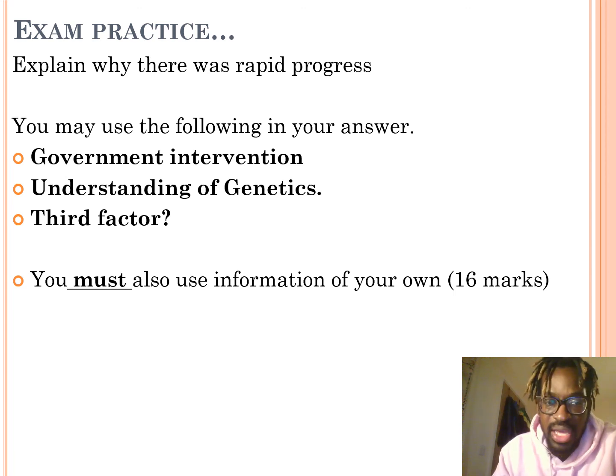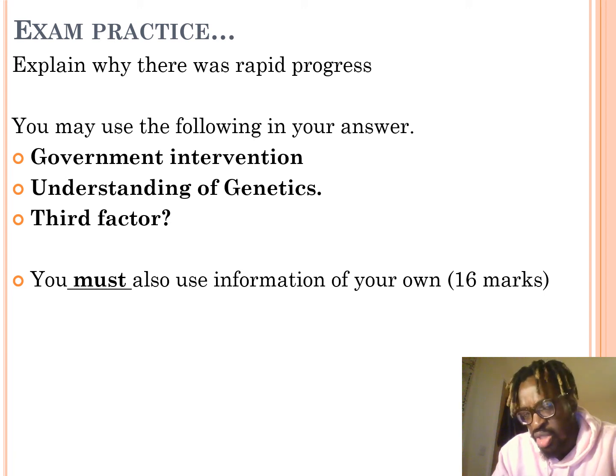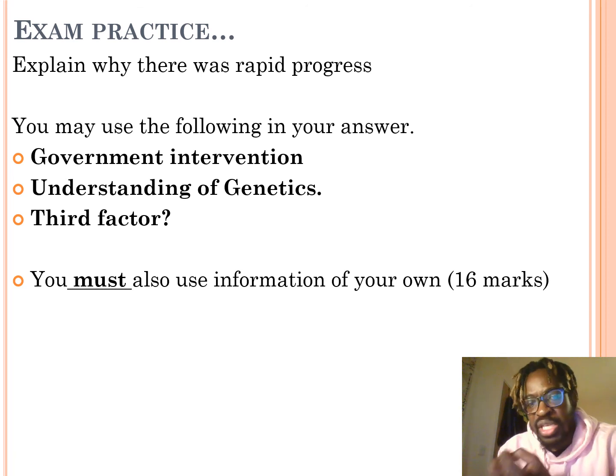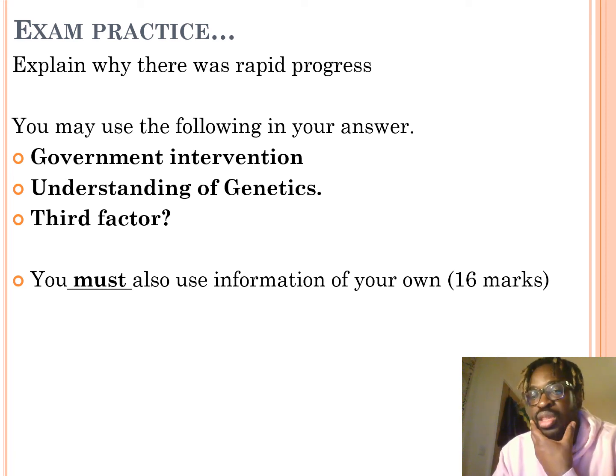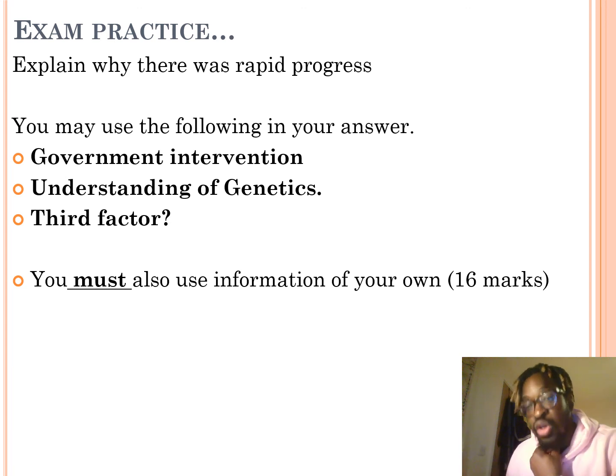Or if you don't want to talk about either of those 2 factors, introduce a 3rd factor that you think, oh, this one's important, you haven't put as a bullet point. So why was there rapid, rapid means quick, progress in the preventing of disease between 1900 and the present day? And I just want 1 PEE paragraph, point, evidence, explanation. And the explanation, always link it back to the question. Therefore, this led to the rapid progress in preventing disease because.